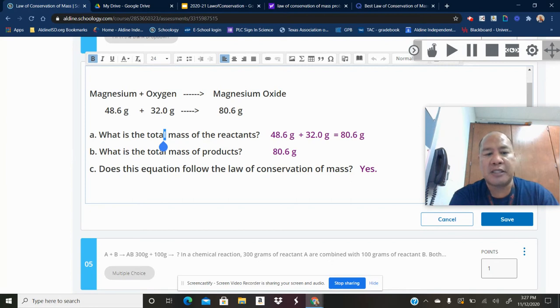Now, if we look on the product side, which is the right side of the arrow, we find out that it is also 80.6 grams. So does this equation follow the law of conservation of mass? Yes, it does, because the products equal the reactants as far as mass goes.